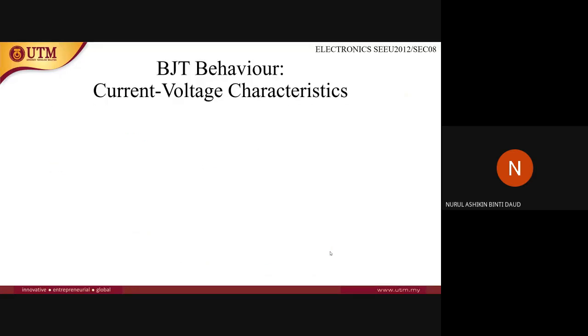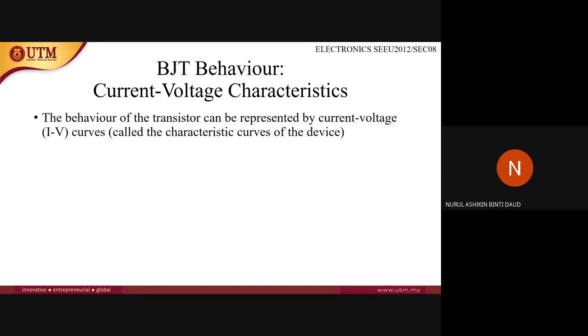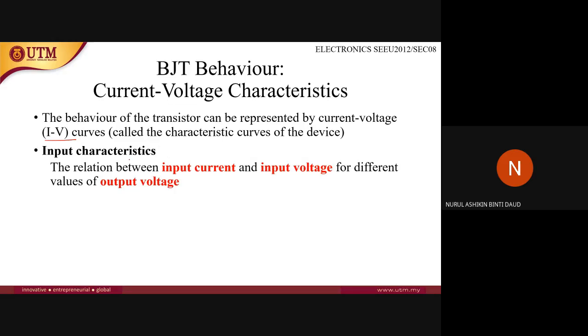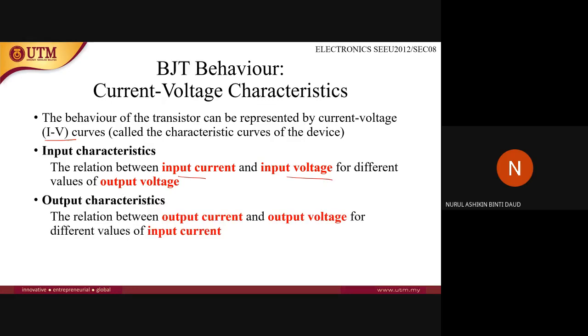Next, let's go to the current-voltage characteristics. I think we learned current-voltage characteristics when we were studying the diode characteristic. It shows the characteristic curves between current and voltage, also known as IV curves. For the input characteristics, it is the relation between the input current and the input voltage for different values of output voltage. For the output characteristics, it is the relation between output current and output voltage for different values of input current.